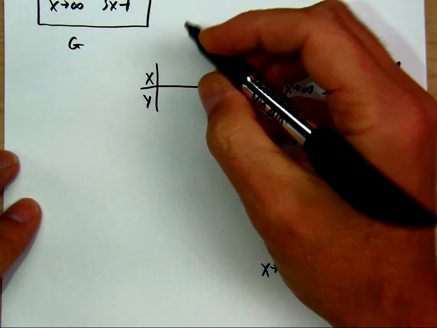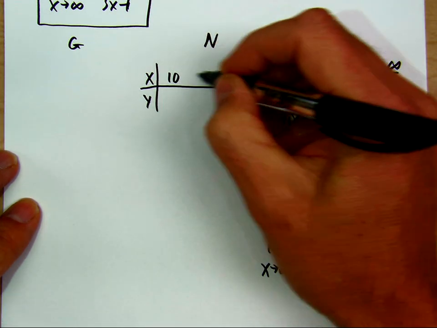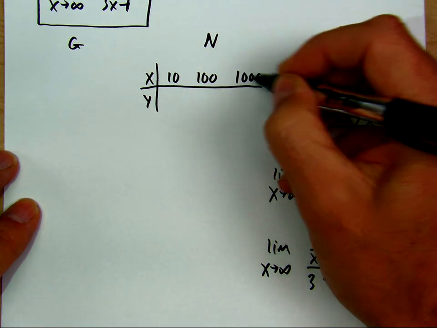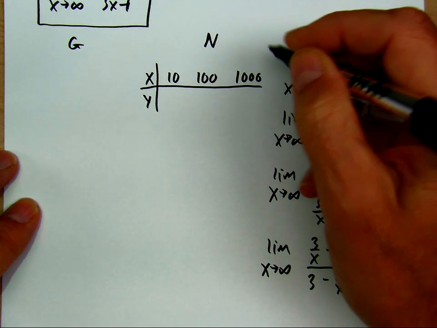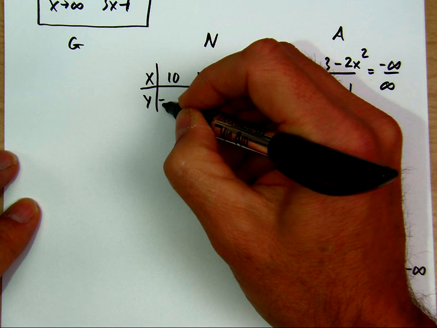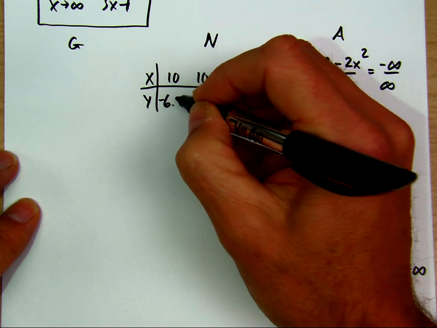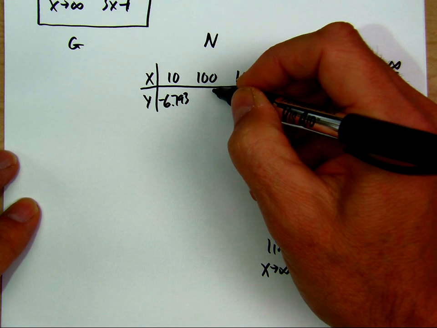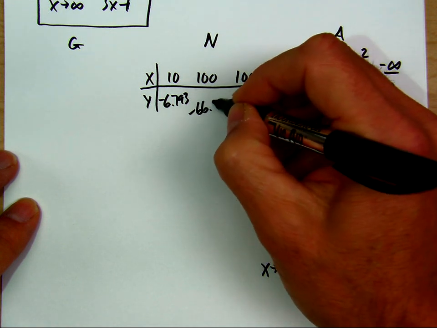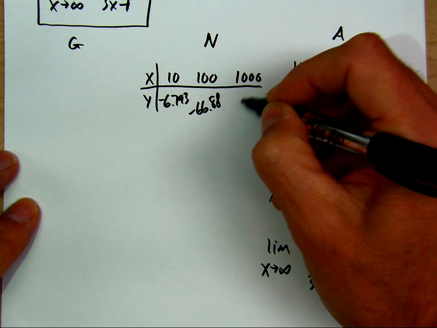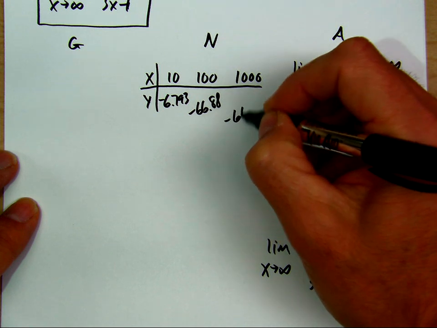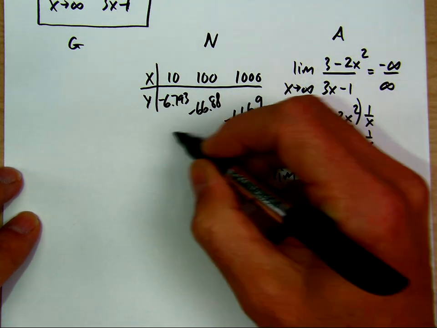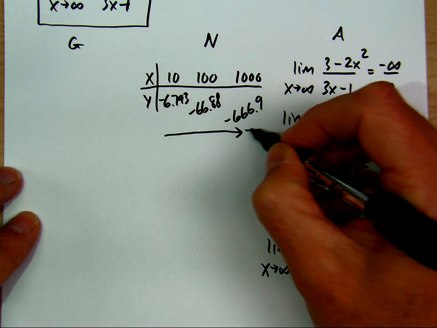As x goes to the right, let's just go further out here. Negative 6.793. At 100, it's negative 66.88. And then at 1,000, negative 666.9. We know that these numbers, the y values, are going to negative infinity.